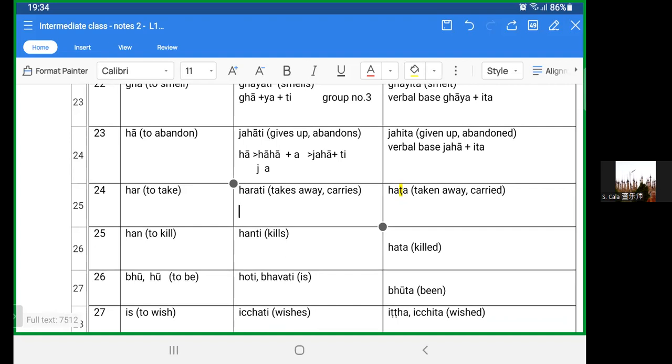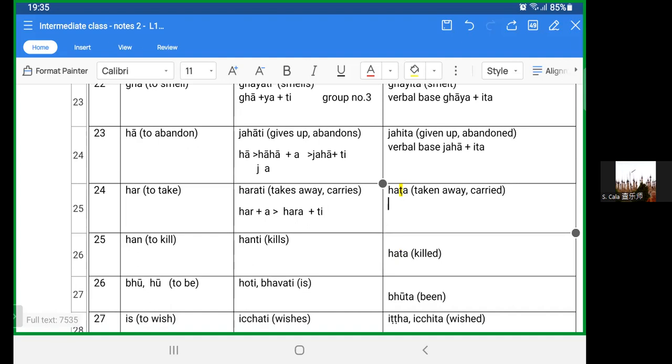Next person, Lim Line. Lim Line, are you here? You have to unmute, you know. Okay. What is the root here? Harati is ha, H-A-R, plus R-A, plus T. So the base is hara. Okay, so we can write this: ha plus a becomes hara, and then plus T.